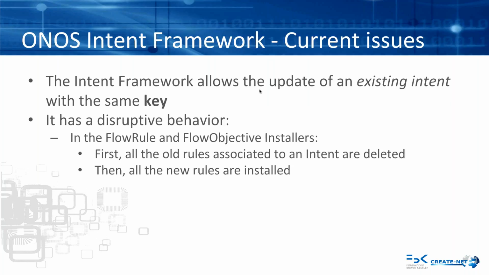Now let's see what ONOS offers us. Currently, the ONOS intent framework allows the update of an intent with the same key. So if I send an intent, the intent is installed, then I submit a new intent, probably changing a constraint or changing the priority, for example. The existing intent will first delete all the installables related to it, and then install the new one. So this is disruptive behavior, and we saw that this disruptive behavior is present both in the flow rule and in the flow objective installers. Now we'll present our solution, conceptually.